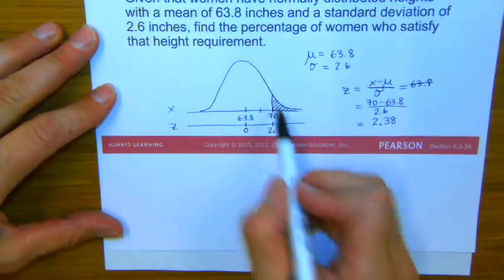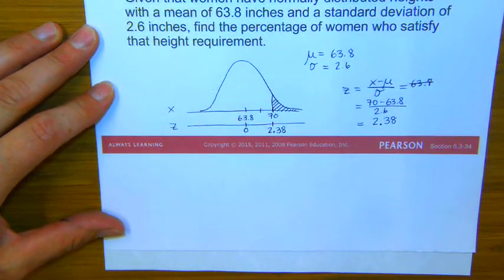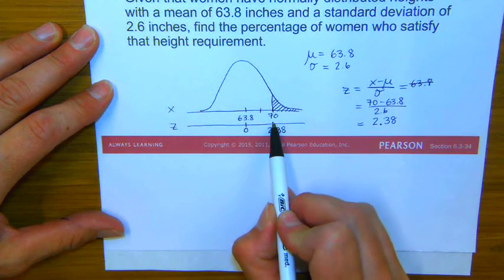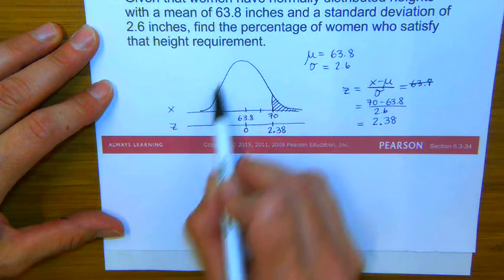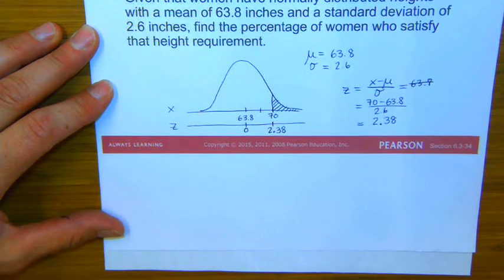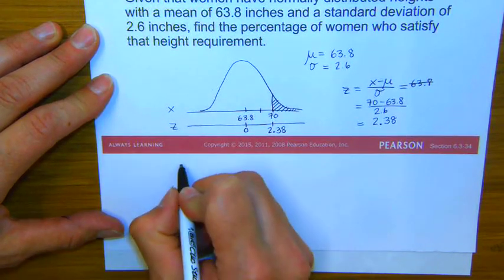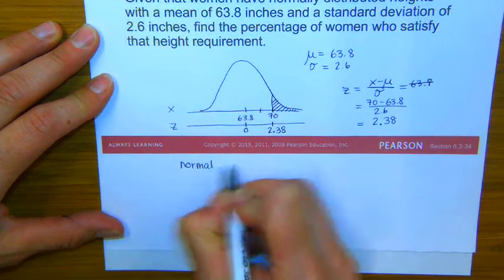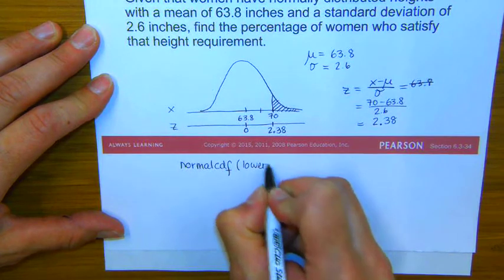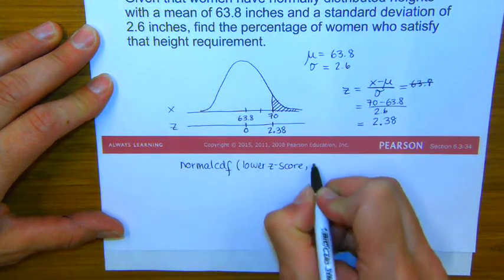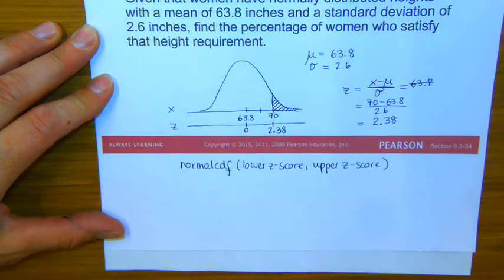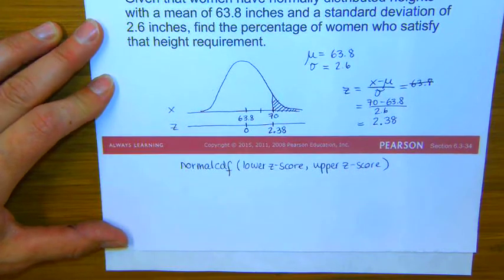Okay, so what we're trying to find is the area to the right of this z-score. We can use our table. We can locate 2.38 on the table, and that will give us the area to the left. So in order to find the area to the right, we can do 1 minus that area. But we can also use our normal CDF. In the normal CDF, we put in our lower z-score and then we put in the upper z-score, and that will give us the area as well.